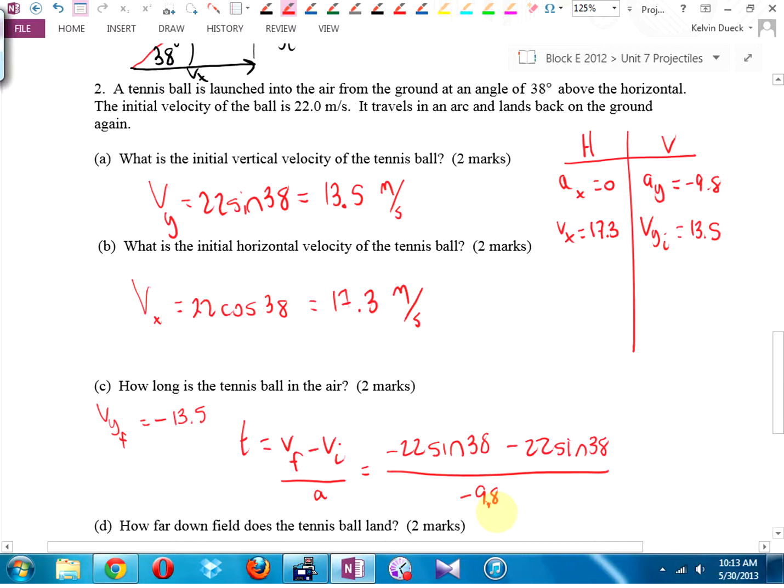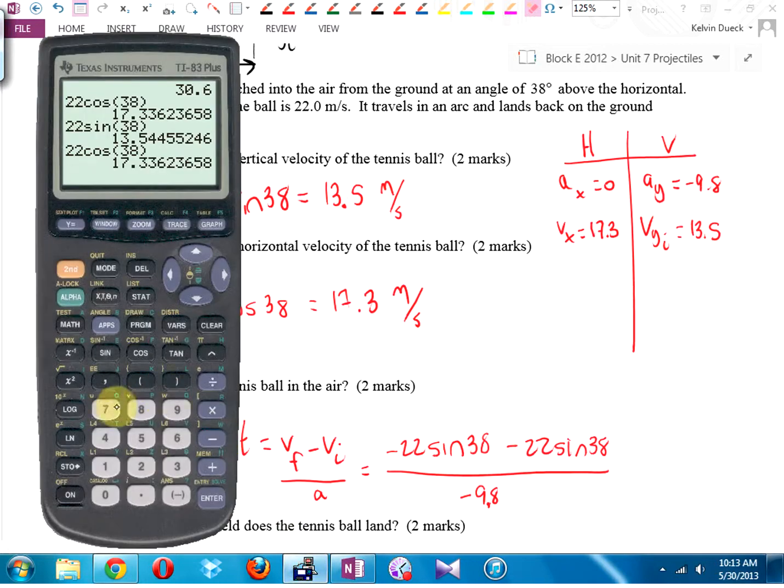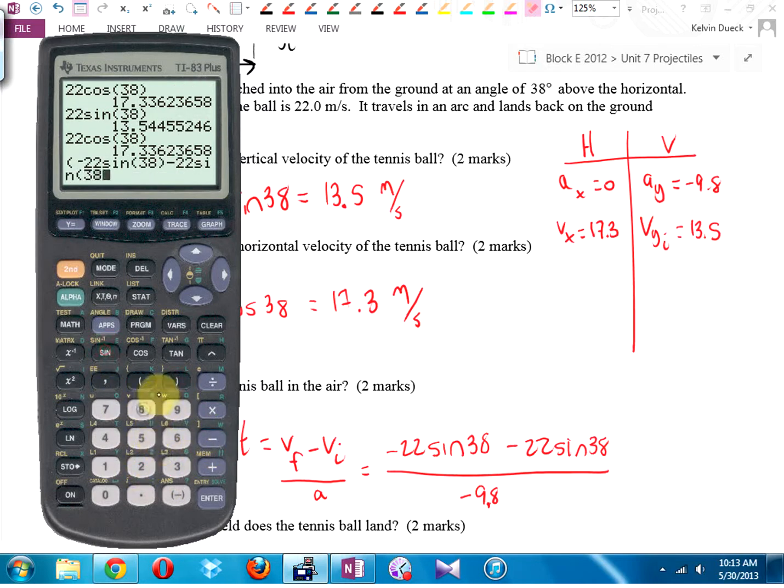And don't be scared to try doing that once in a while, especially if you've got a good calculator. In fact, for me to type 13.5 is 4 keystrokes. For me to type this is 5 keystrokes. It doesn't take me much longer, and it's way more accurate. I'm going to do that because I'm a nerd. Bracket, because there's more than one number on the top, negative 22 sine 38 minus 22 sine 38 divided by negative 9.8.